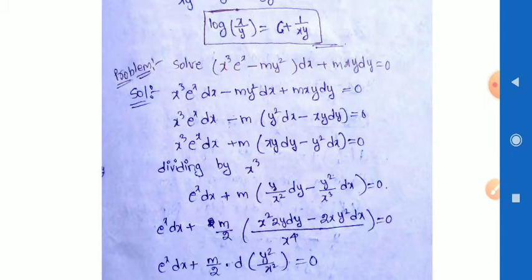Solve (x cube e power x minus m y square) dx plus m x y dy is equal to 0. By seeing this problem, we write x cube e power x dx minus m y square dx plus m x y dy is equal to 0. Now taking m as a common, we get x cube e power x dx plus m into (x y dy minus y square dx) is equal to 0.